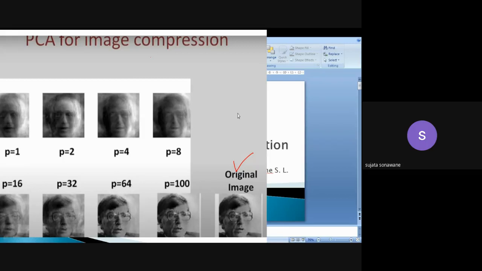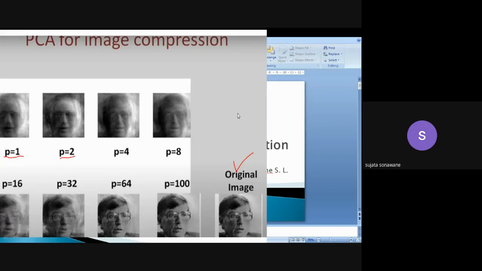So for that purpose, initially our number of principal components is equal to 1. It means here we use only one principal component. When we use only one principal component, your image will look like this. Okay, next. Now after that, you increase the number of principal components.